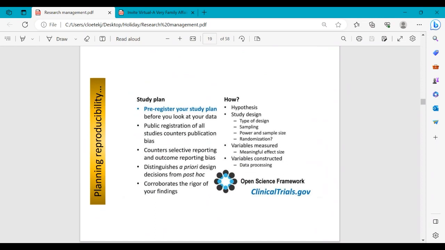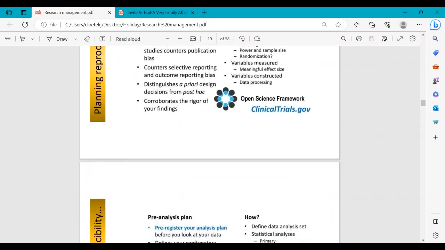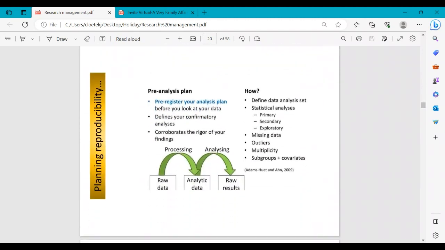It distinguishes a priori design decisions from post hoc. And this is only relevant for certain types of studies where you have to pre-register a study plan. This is mostly for clinical trial type of work. This is not relevant for all types of disciplines. This is mainly focused on medical research, right?